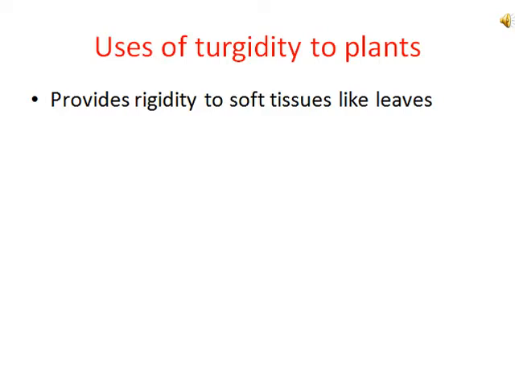It provides rigidity to soft tissues like leaves. When there is not enough water in a leaf, it wilts. That is, its petiole and lamina become loose and the leaf droops down. This wilting of leaves is usually noticed when a plant is exposed to the hot afternoon and the amount of water lost during transpiration is high. So, when there is not sufficient water in the leaves, they droop or wilt. They lose their rigidity.